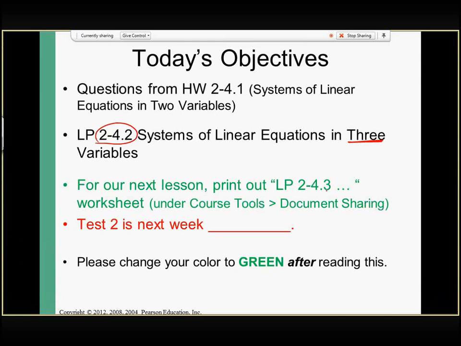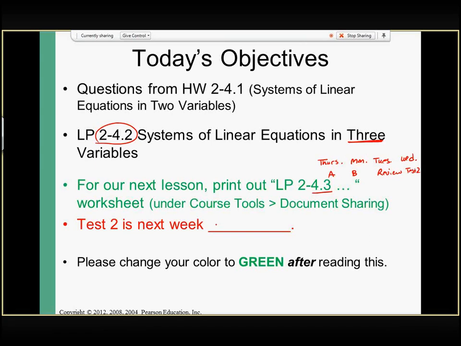For tomorrow's lesson, please print out, there's a worksheet, 4.3a. That's going to be for Thursday, or tomorrow. Then we're going to do part B on Monday, the next time we meet. And then Tuesday, we're actually going to start reviewing. And then Wednesday is going to be test 2.